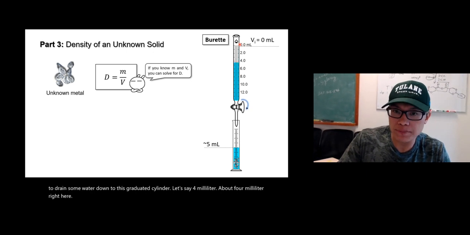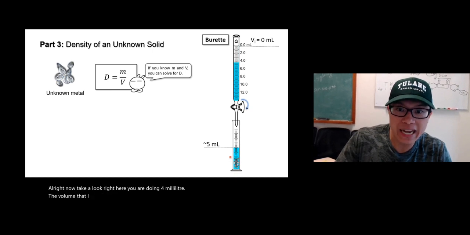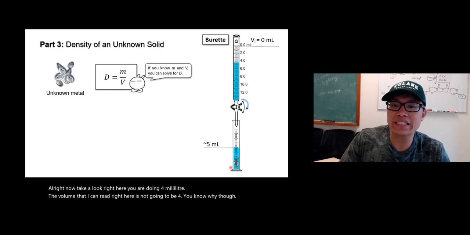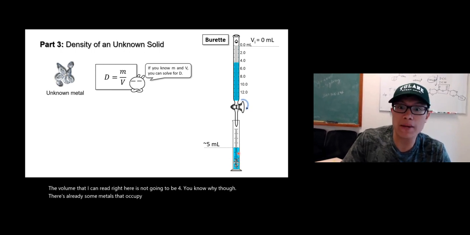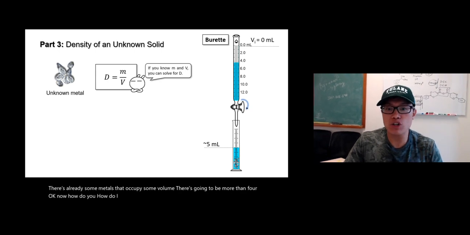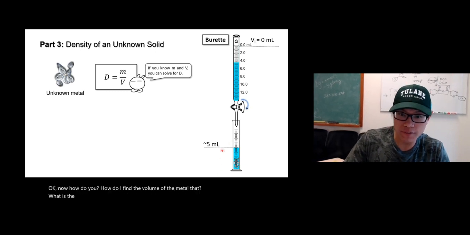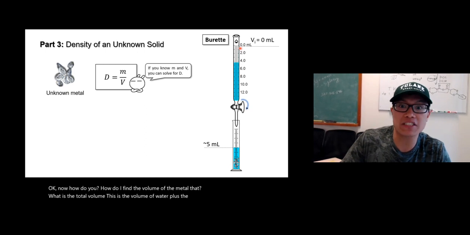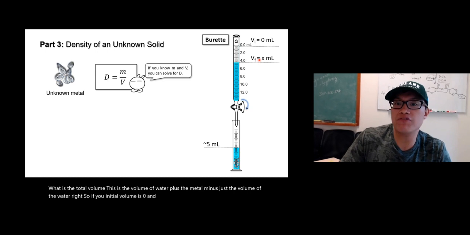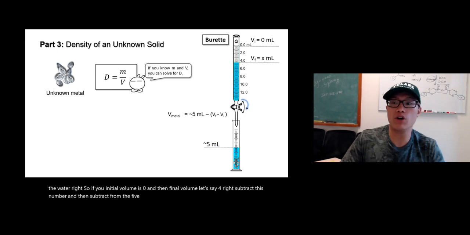All right, now take a look right here. If I drain 4 milliliter, the volume that I can read right here is not gonna be 4. You know why? Well, there's already some metal that occupies some volume. This is gonna be more than 4. Now how do I find the volume of the metal then? Well, it's the total volume, the volume of water plus the metal, minus just the volume of the water. So if you know the initial volume is 0 and then the final volume, let's say 4, subtract the water volume from the total volume and you'll get the volume of the metal.